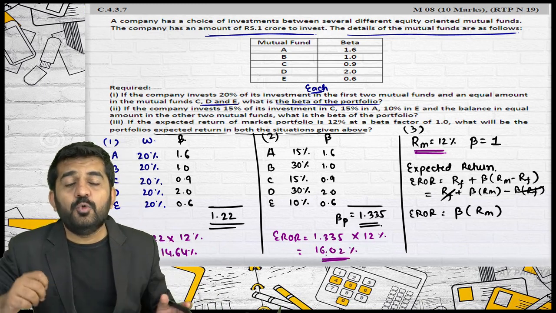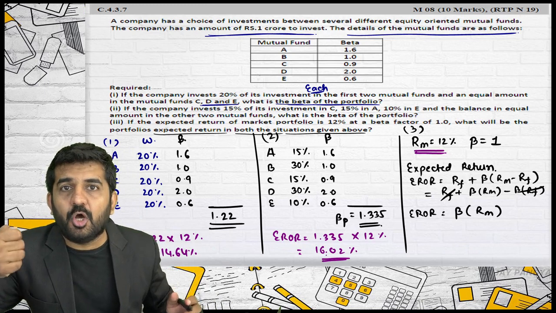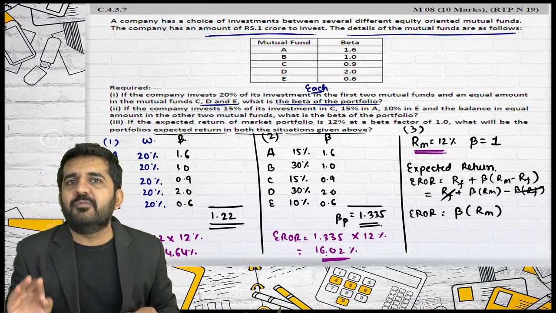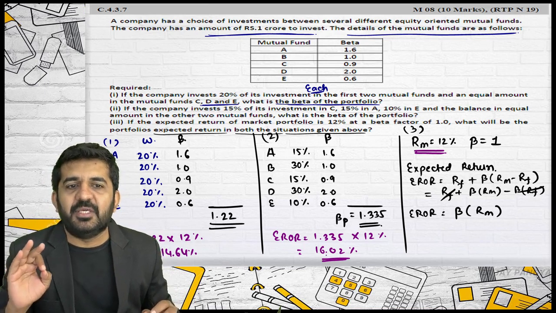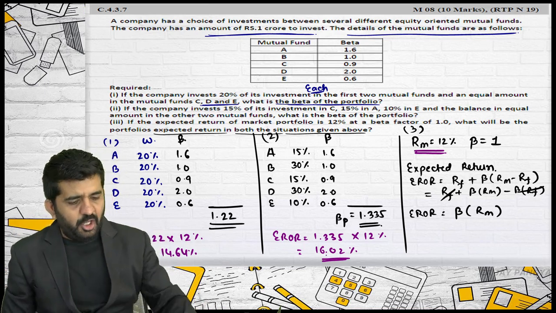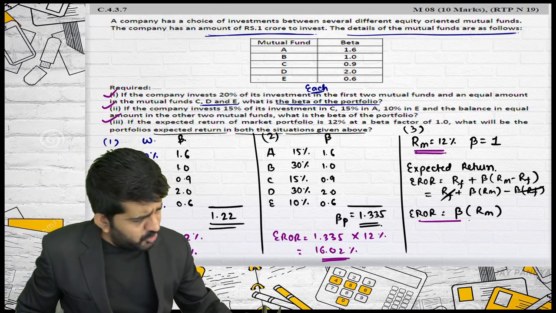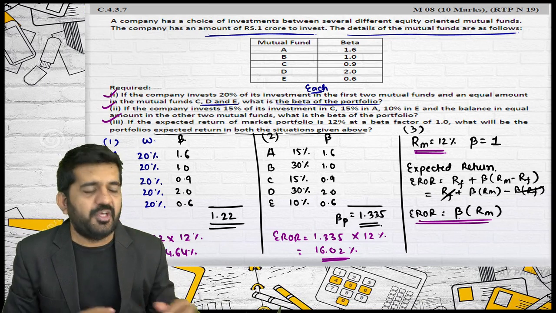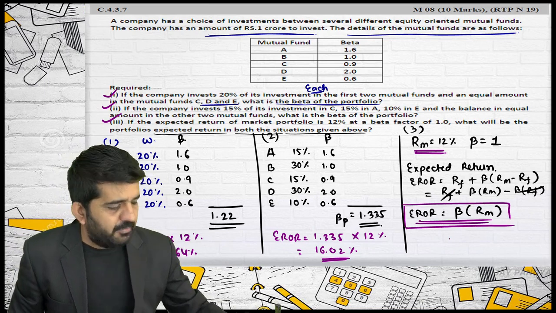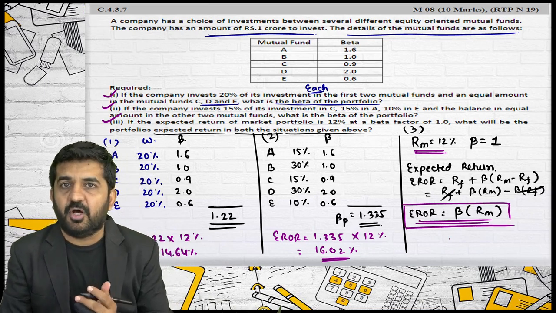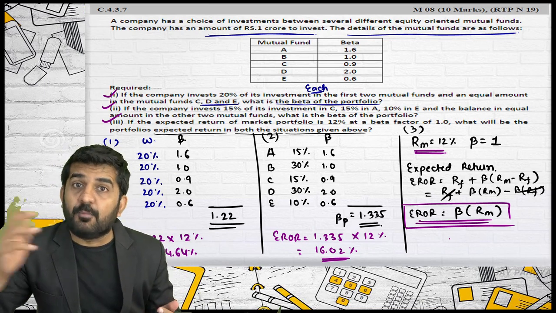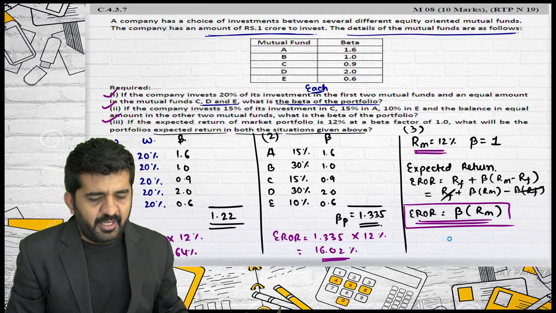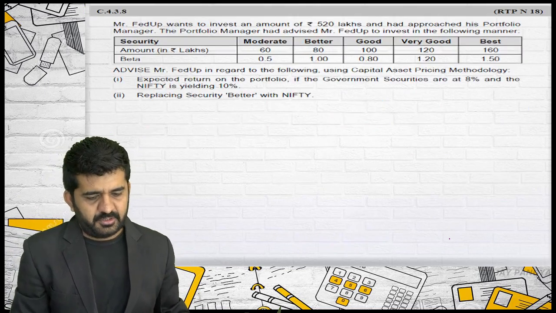Sir, when can we use this? You can use this when RF is not available. If RF is available, always find it by the CAPM model. All three questions. This question was not typical, but you need to understand that if RF is not given, you will have to use this formula to find the expected rate of return. And in our formula book, we have written that if RF is not available, we can use this formula for expected rate of return.